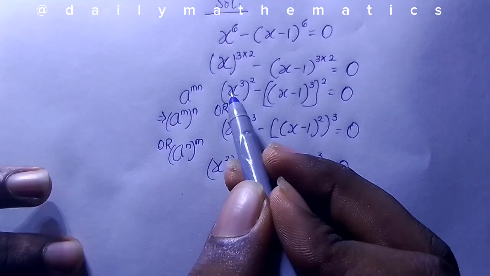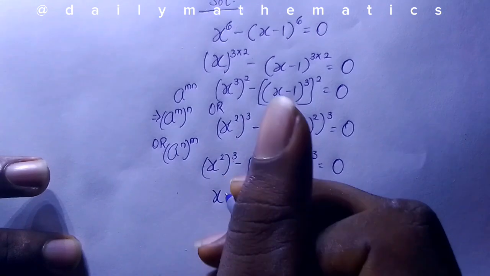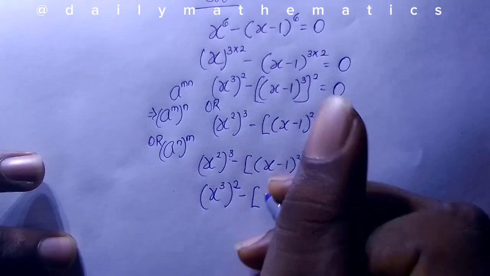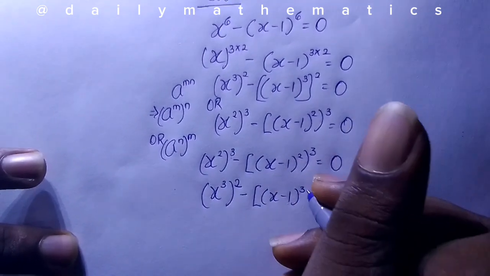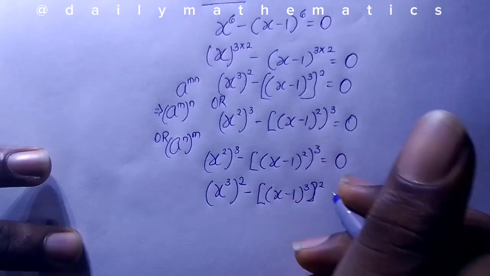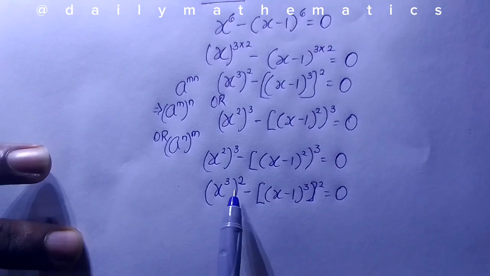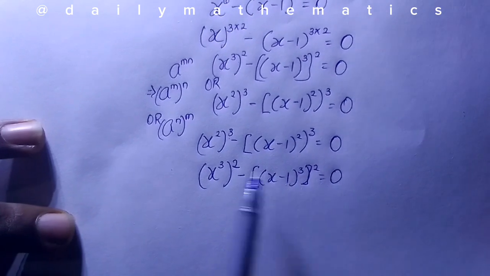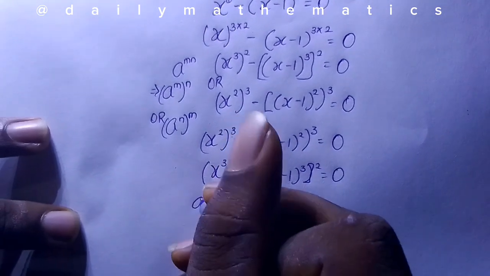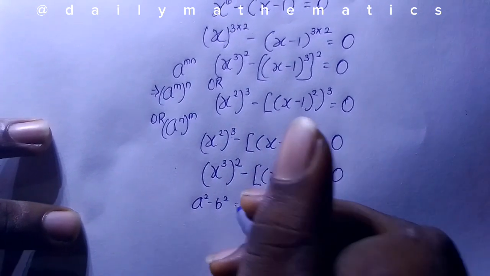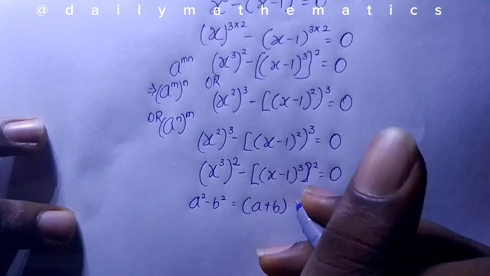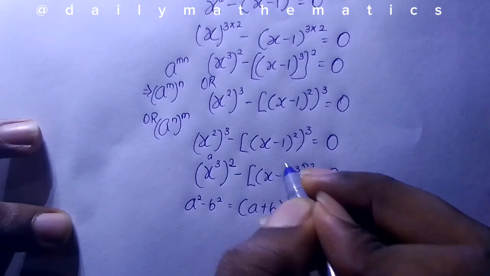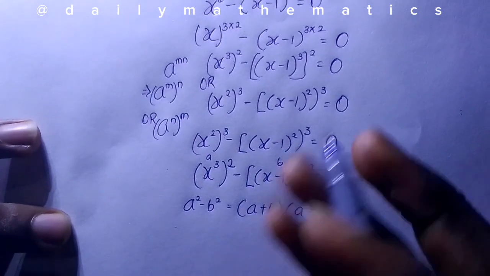I would want to use this first one here, which is x raised to the power of 3, raised to the power of 2, minus (x minus 1 raised to the power of 3), raised to the power of 2, equals 0. From here we can see a difference of two squares. When we have a squared minus b squared, it gives us (a plus b)(a minus b). So this is our value for a, and this is the value for b. Now how do we go about it?